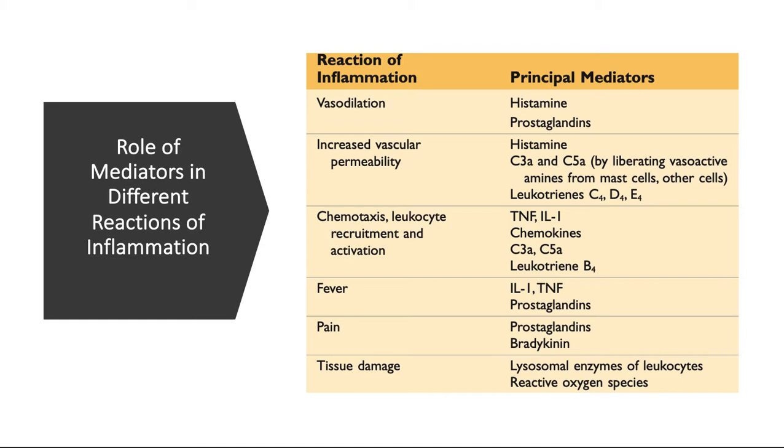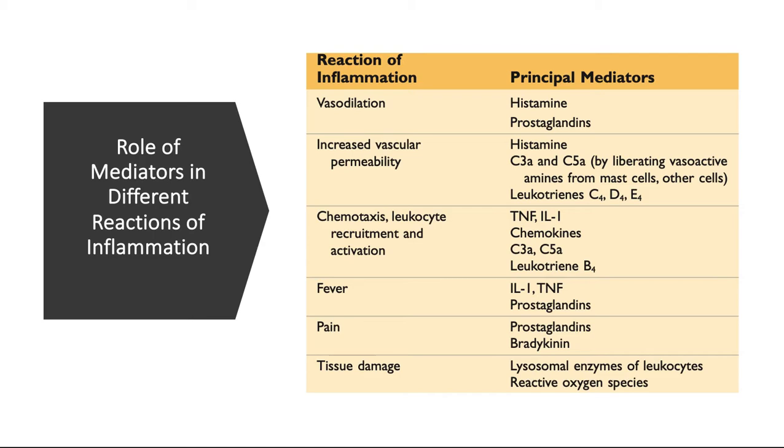There are several roles for mediators in different reactions of inflammation. Vasoactive amines, mainly histamine, are responsible for vasodilation and increased vascular permeability. Arachidonic acid metabolites, including prostaglandins and leukotrienes, exist in several forms and are involved in vascular reactions, leukocyte chemotaxis, and other reactions of inflammation, and they are antagonized by lipoxins.